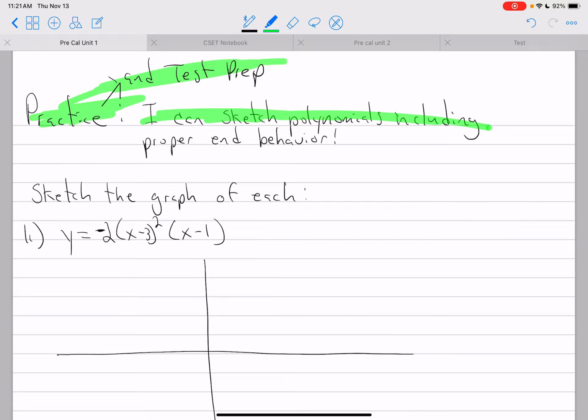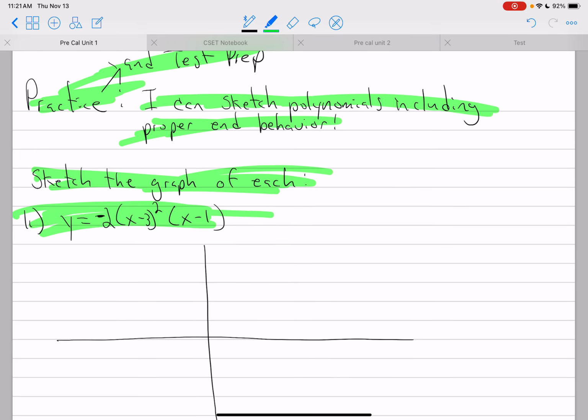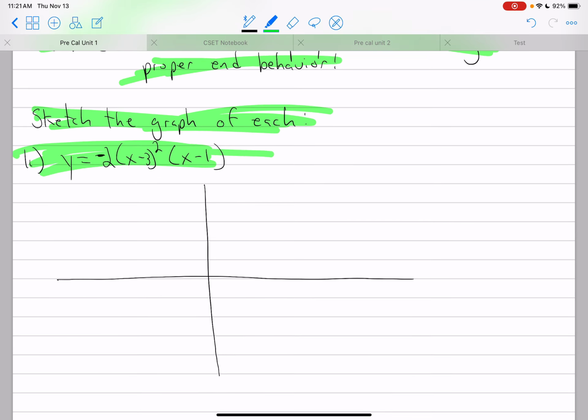All right, so can I sketch a polynomial including the proper end behavior? That's what we just were working on in class today. So why don't you go ahead and sketch the graph of this equation. Y equals -2 times (x minus 3) squared times (x minus 1).